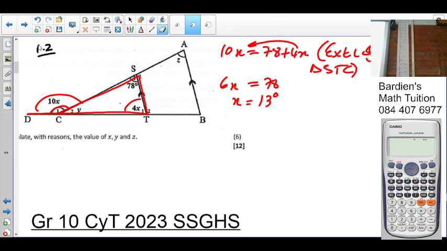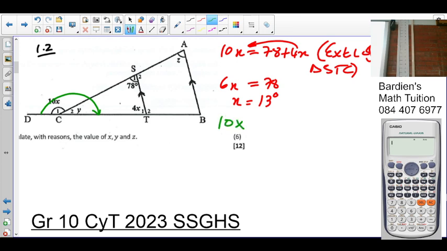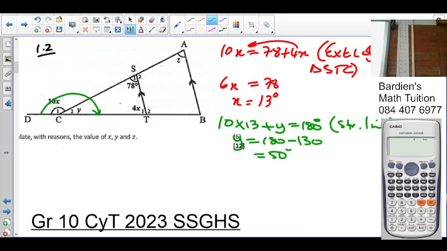Then we need to calculate the value of Y. So we can go with angles on a straight line. So you're going to say 10x, which is 10 times 13, plus Y is equal to 180. Why? It's angles on a straight line. So Y is equal to 180 minus 130, which is 50 degrees. People, populate your diagram, so you know what we have. Okay.